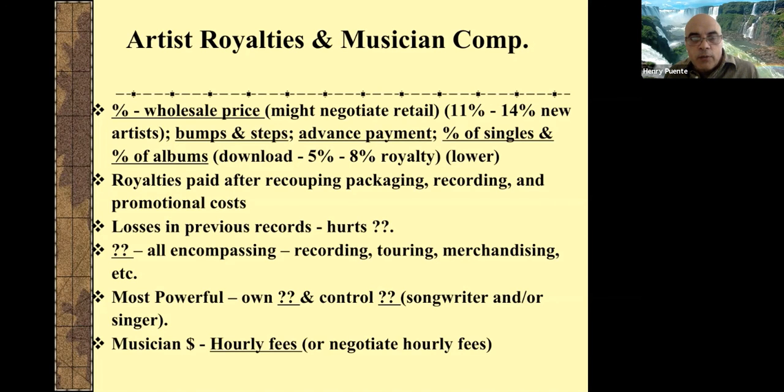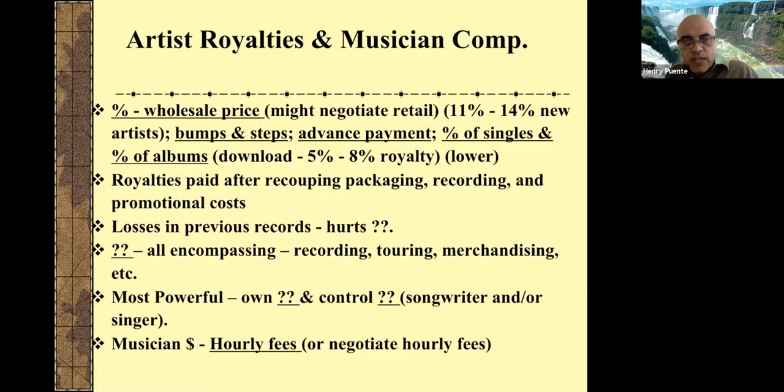Other royalties, you can get a percentage of your singles or a percentage of your albums. Again, it can be negotiated. Generally, at least for downloading, you get paid less of a royalty for downloads. So if somebody downloads your album or downloads your single, at least traditionally it was between a 5 and 8% royalty, which again sucks for a digital download.